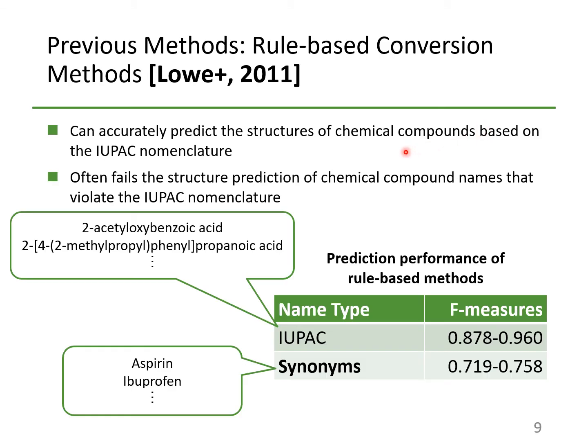Conventional tools employ rule-based methods for predicting chemical structures from chemical compound names. Rule-based conversion can accurately predict the structures of chemical compounds based on systematic nomenclatures, such as the International Union of Pure and Applied Chemistry (IUPAC) nomenclature. However, it often fails the structure prediction of chemical compound names that violate these nomenclatures. This table shows prediction performance of rule-based methods for each name type. Note that the synonyms category includes non-IUPAC chemical compound names.